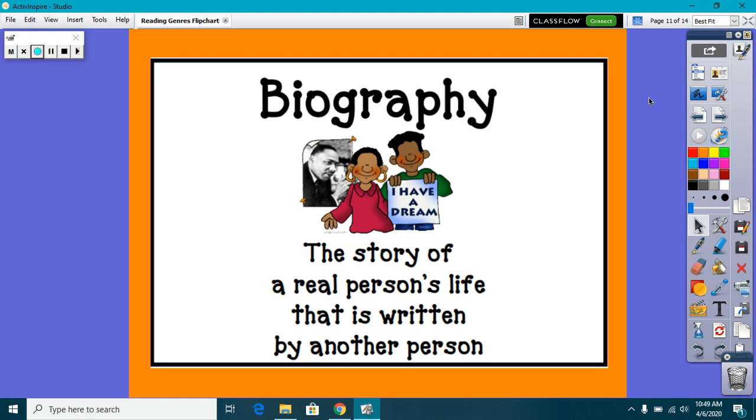The next kind of nonfiction genre is a biography, and that is the story of a real person's life that is written by another person. So it's just telling about what an important person in history did and giving facts about their life. In the example, you might recognize Martin Luther King Jr. in the picture, and these people have a little poster. It says, "I have a dream." There are lots of biographies out there about Martin Luther King Jr. because he was such an important person. People want to read those and learn about his life.